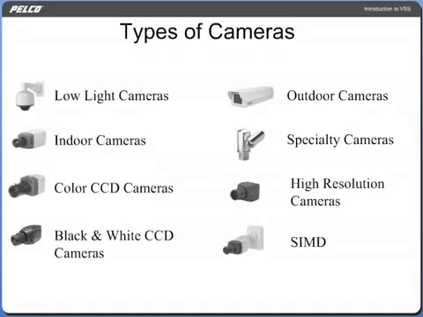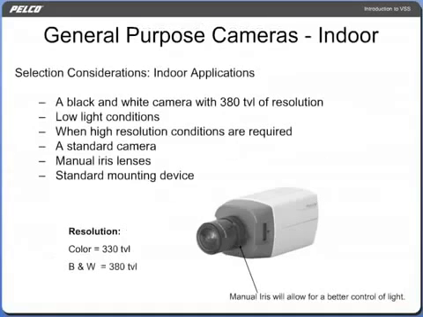Cameras are the main tools in a VSS system. The right camera in the right location is the goal of every successful installation. The main consideration for indoor applications is generally a black and white camera with 380 TVL of resolution. When selecting a camera, it is important to consider low light conditions when high resolution conditions are required. The camera should also be standard, have a manual iris lens, and a standard mounting device.